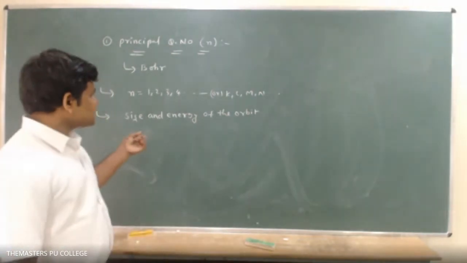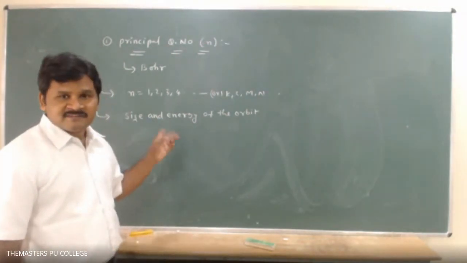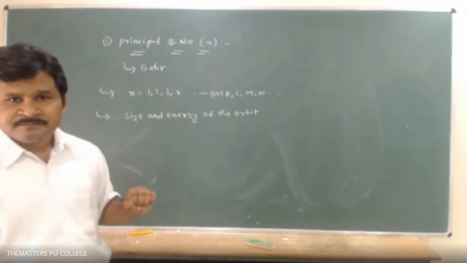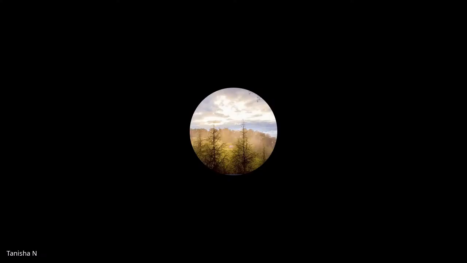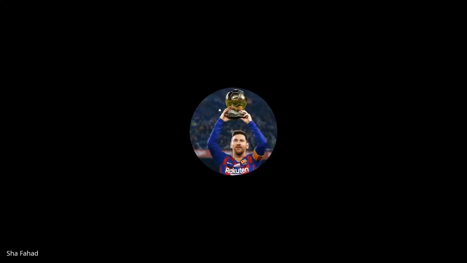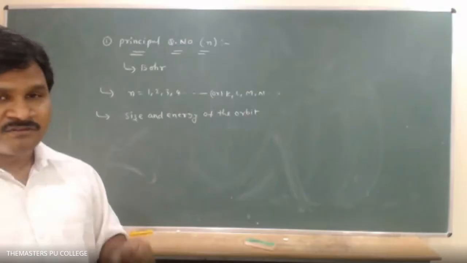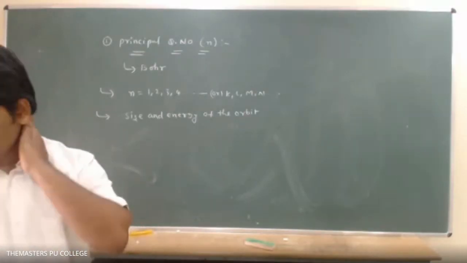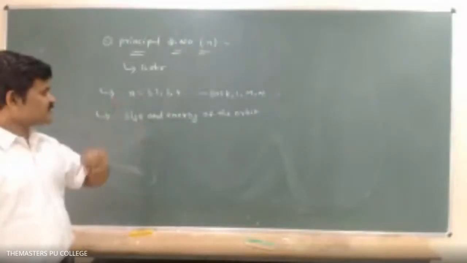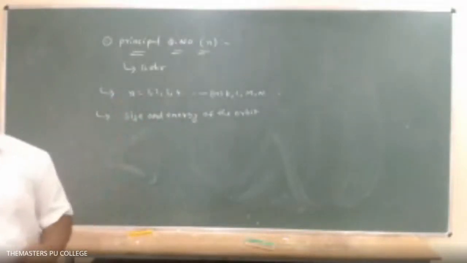So size and energy of the orbit is governed by which quantum number? Principal quantum number. Like that they may ask questions. Please write down: proposed by Bohr. N values start from 1, 2, 3, 4 or KLMN. Size and energy of the orbit.